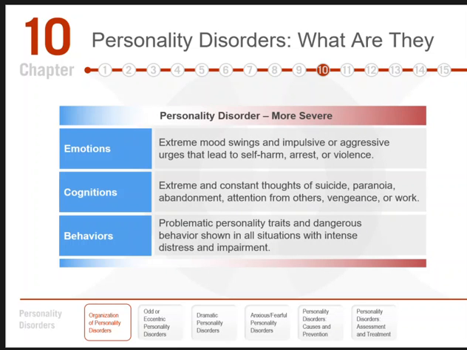You see, here's the more severe. And these are people that we tend to find in the system. So you look at the bottom there, problematic personality traits and dangerous behavior shown in all situations with intense distress and impairment. Sometimes they'll have distress, but they'll take it out on other people, or they'll take it out on themselves. They have thoughts of killing themselves or maybe hurting other people.